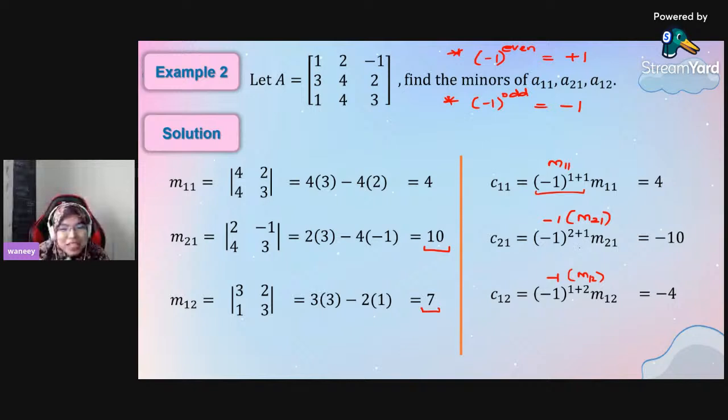Kenapa negative 4? Salah copy. Negative 7. Ni salah copy lah ni. Seronok kan? Control D dah pikir tu. Tersalah pula. Okay. Ignore me.